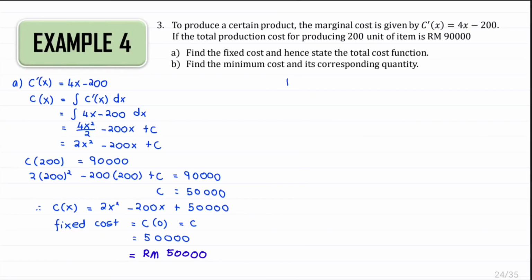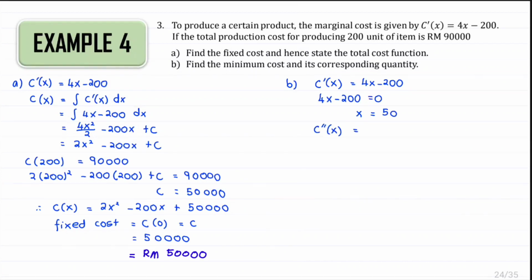Question B, we want to find the minimum cost and its corresponding quantity. So we use the steps to find the minimum cost. We have C prime equals 4x minus 200. We let C prime equal 0. Then we solve and find the value for x. We get x equals 50. We differentiate again, we get 4. 4 is greater than 0, so a minimum cost exists.